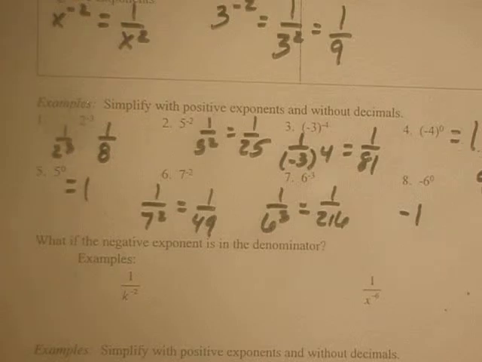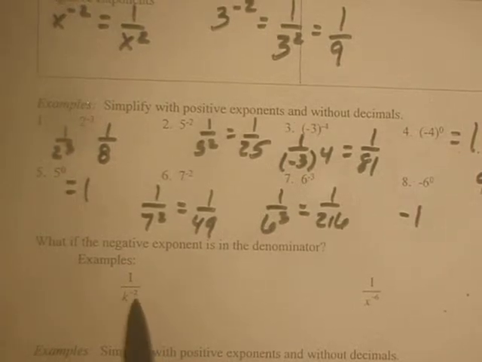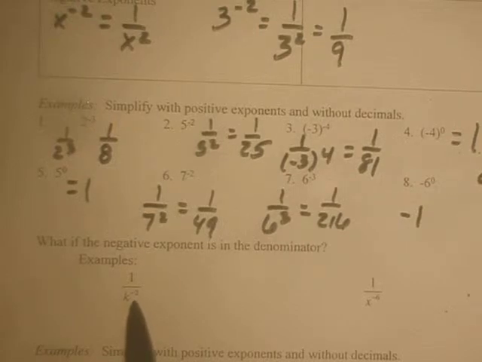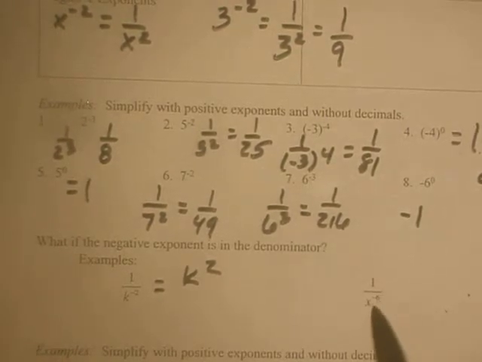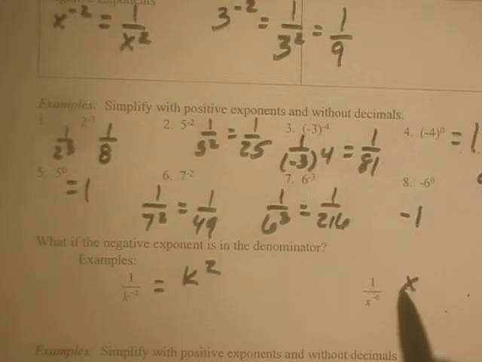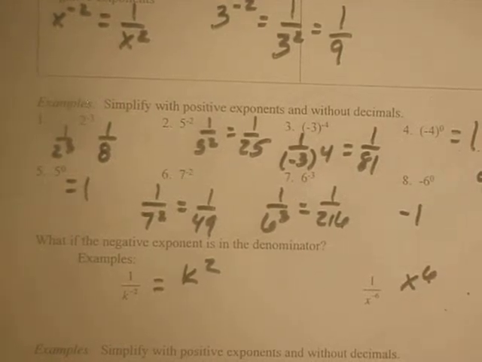Couple of examples. The next situation we're going to see is having the negative in the denominator. If the negative is in the bottom of the fraction, we're going to move it to the top. That would be k squared. And here we have x to the negative 6, so we would write that as x to the 6th. So if it's in the bottom of the fraction, we move it to the top.